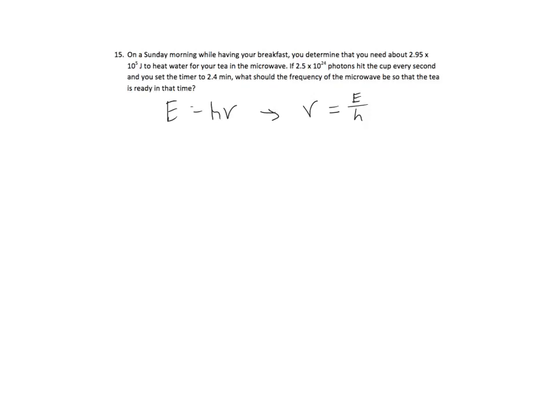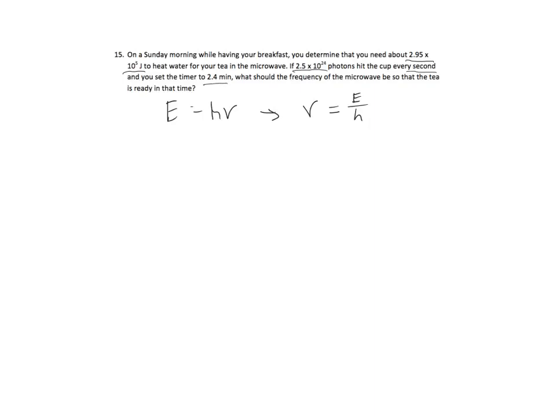So right away, we should look at the given values that we already have. Our total energy, I'll highlight right here, is 2.95 times 10 to the 5th joules. And that's the combined energy of all the photons together. So we need to keep that in mind. We're also given the amount of photons that hit the cup every second. So we need to make sure we're taking account of that. And then our total time is 2.4 minutes.